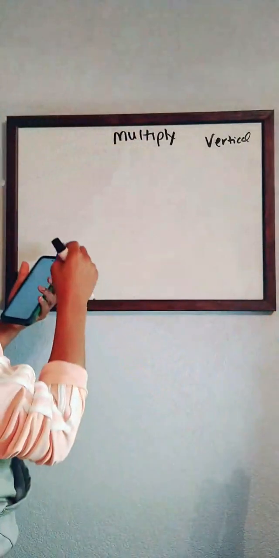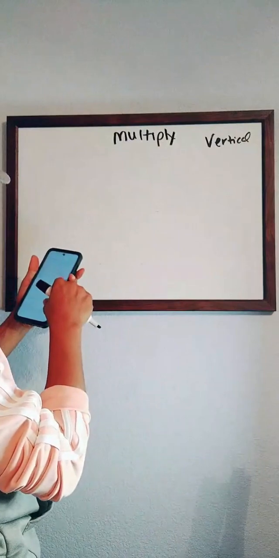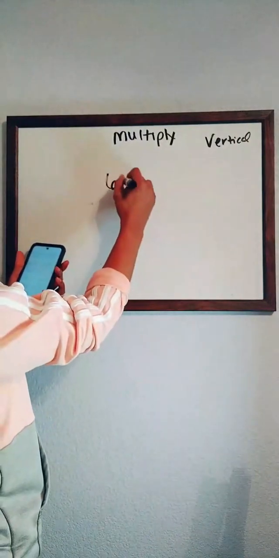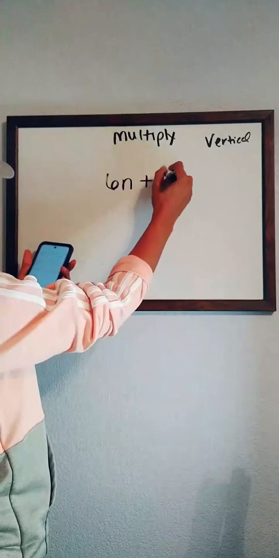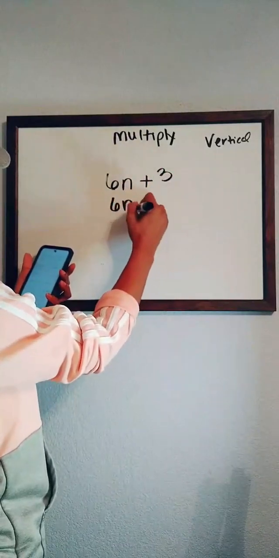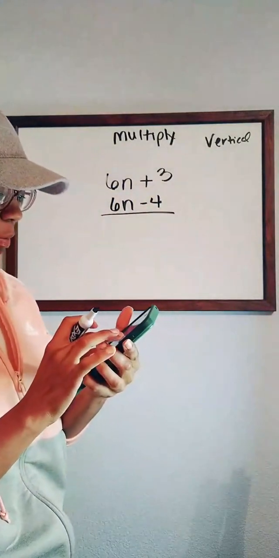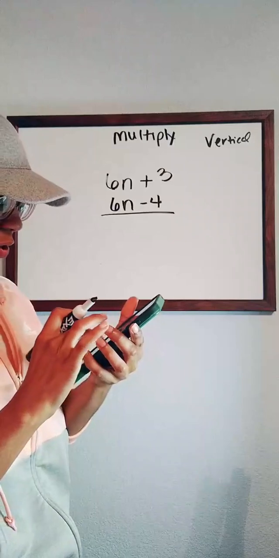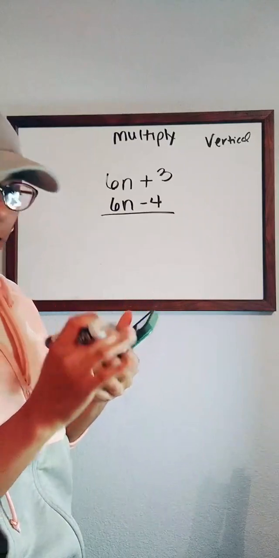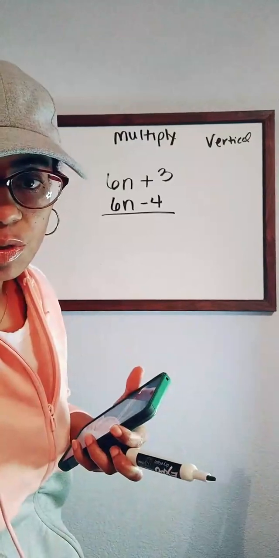But anyways, so let's say we're going to continue multiplying. Let's do 6n plus 3 times 6n minus 4. And we're going to multiply it vertically just as if we would multiply a regular two-digit number, okay? Like we would multiply a two-digit number.